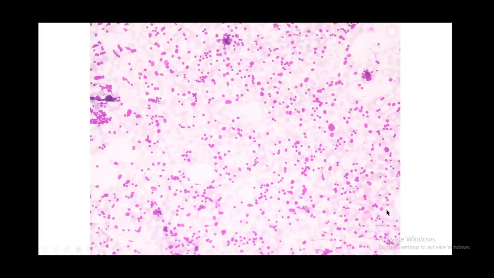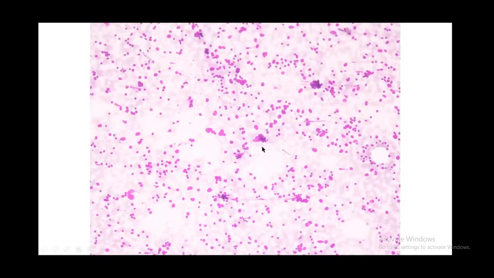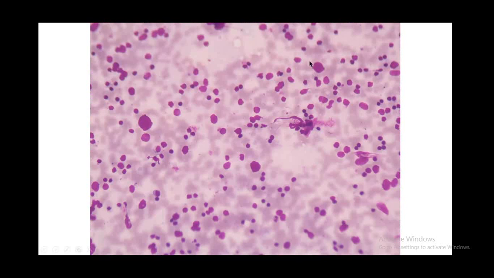The FNAC from this was cellular, but most of the cells were degenerated. They showed singly scattered cells with a lot of cell size variation. And here we can see that most of the cells were degenerated, poorly preserved. Their cytoplasm was stripped. And many cells were large sized and it was difficult to appreciate the cytological features.